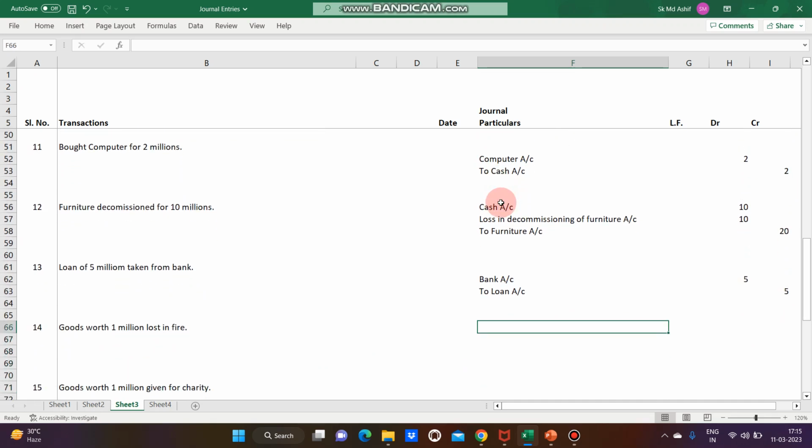Goods worth 1 million lost in fire. So there's a decrease in your inventory, so I'm crediting purchase here, as the purchase was debited when there was an increase in your stock. And there's a loss of 1 million, so I will just write it as loss in stock due to fire account. So this being a loss, increase in loss, it will be debited.